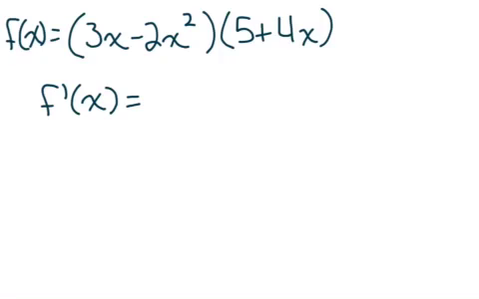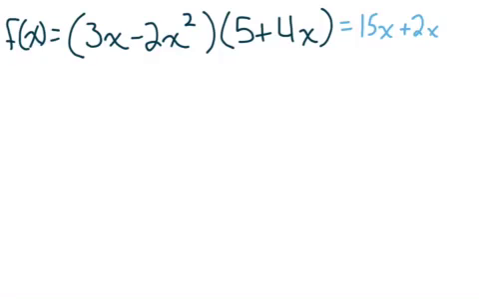Now, for this one, actually I'm going to erase here. We have f of x equals 3x minus 2x squared times 5 plus 4x. Now, this is actually pretty easy to go ahead and multiply out. We could just go ahead and take this function and do the FOIL here, and we would see that that's 15x plus 12x squared minus 10x squared is going to be plus 2x squared, and then minus 8x cubed.